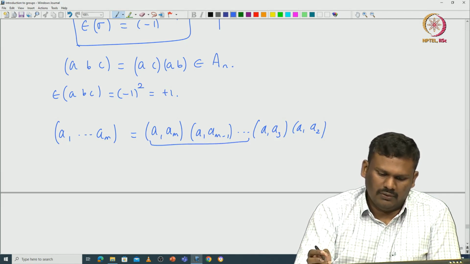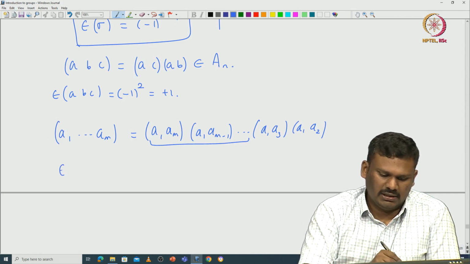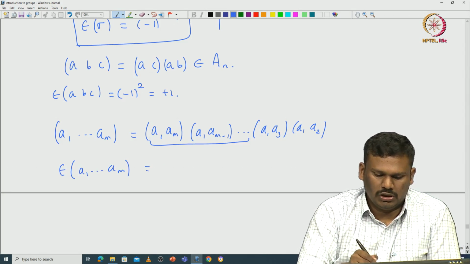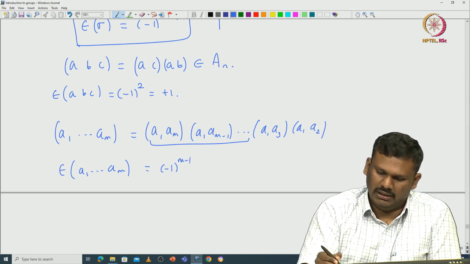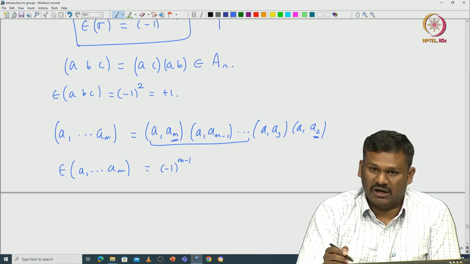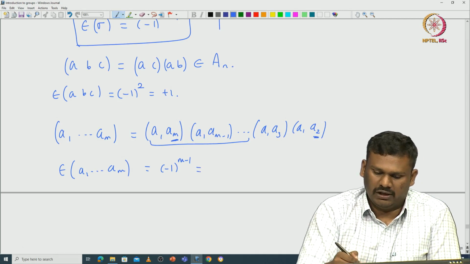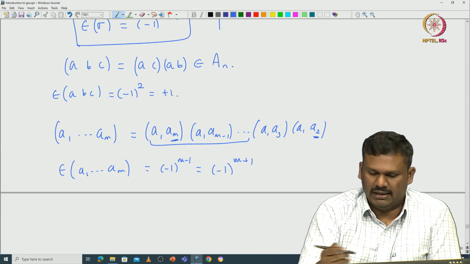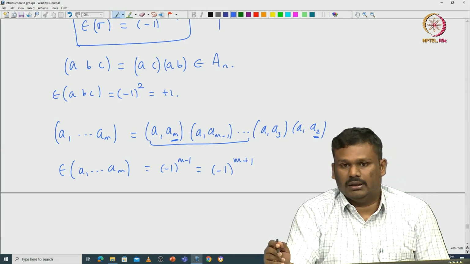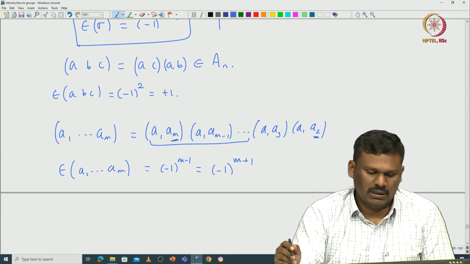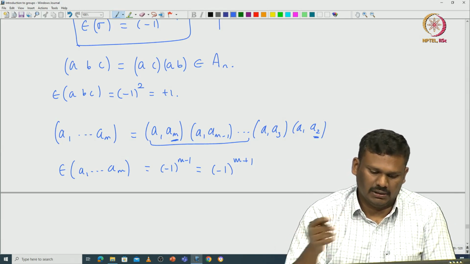Now from this you can easily see that the sine of this a1 etc. am is going to be minus 1 power m minus 1. There are only, it starts with 2, ends with m, so there are m minus 1 terms. So this is minus 1 power m minus 1, which, if you just add 2 parity-wise, will become minus 1 power m plus 1. So that is your sine of this cycle a1 etc. am.